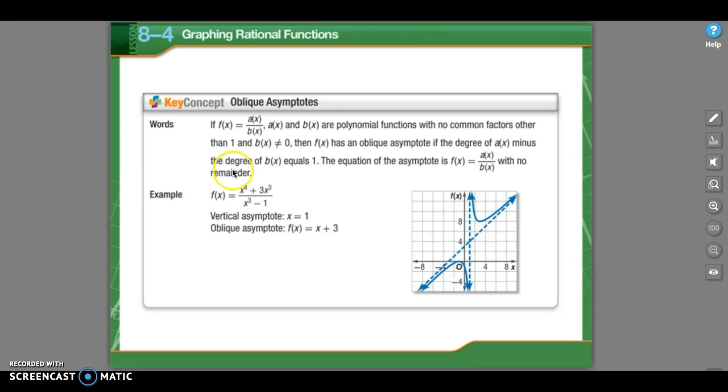So as an example, if we see the function with highest power on the top x to the fourth, and highest power on the bottom x to the third, there's going to be an oblique asymptote. The oblique asymptote is x plus 3. The way you find that is you have to do the actual division and divide out the factor from this problem. And I'll definitely do that on the board in class.